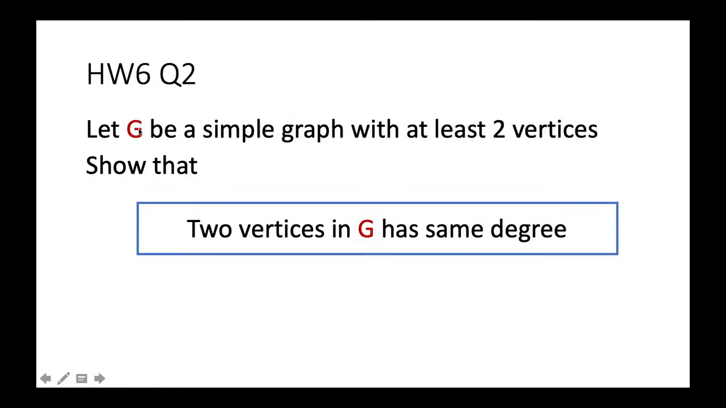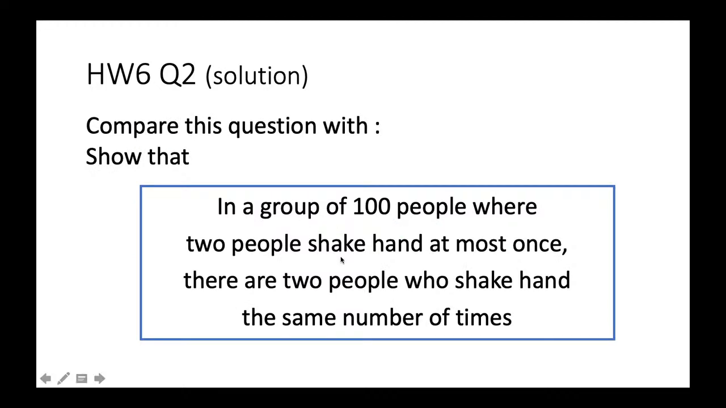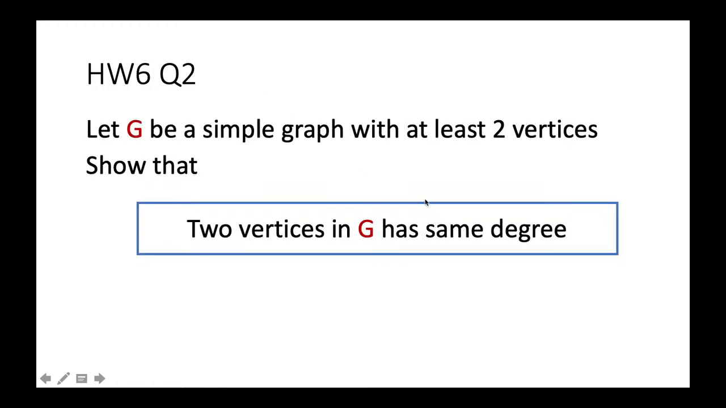We are looking at a simple graph G, so that between any 2 vertices, there will be at most one edge. Okay, this edge represents whether the 2 vertices, the 2 people, shake hands or not. Okay, so if you recall how to show this question, then you will be able to show why this is true. So I will leave this for you as an exercise.